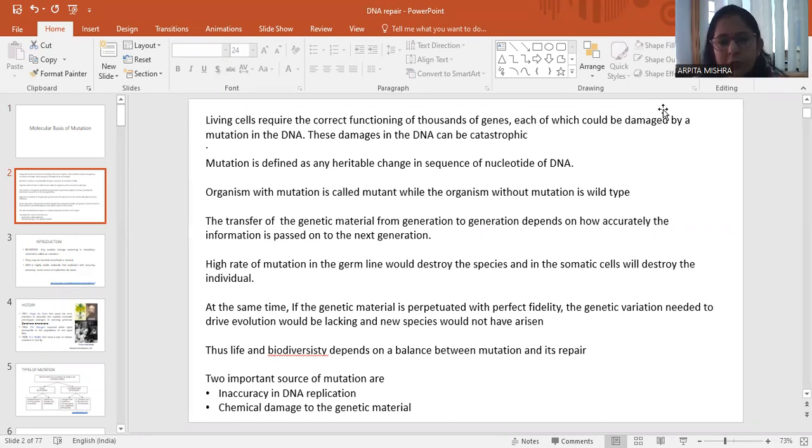What is the sequence of nucleotides? A change in it we call a mutation. And the organism with a mutation is called a mutant, while the organism without the mutation we generally call wild type.